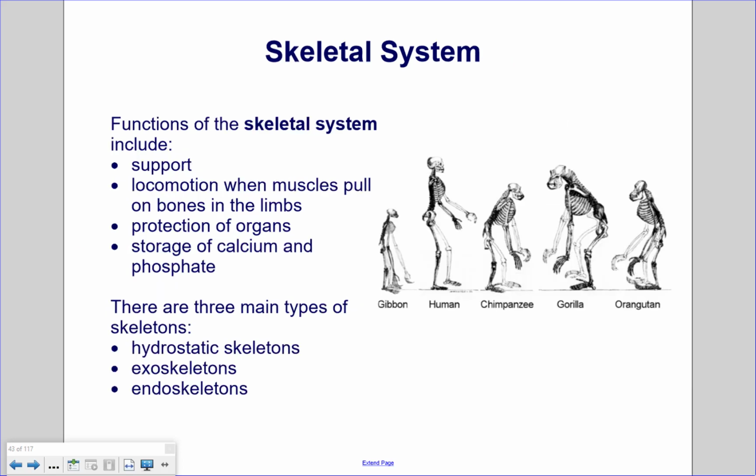Skeletal system. Functions of the skeletal system include support, locomotion when muscles pull on bones in the limbs, protection of organs, and storage of calcium and phosphate. There are three main types of skeletons: hydrostatic skeletons, exoskeletons, and endoskeletons.